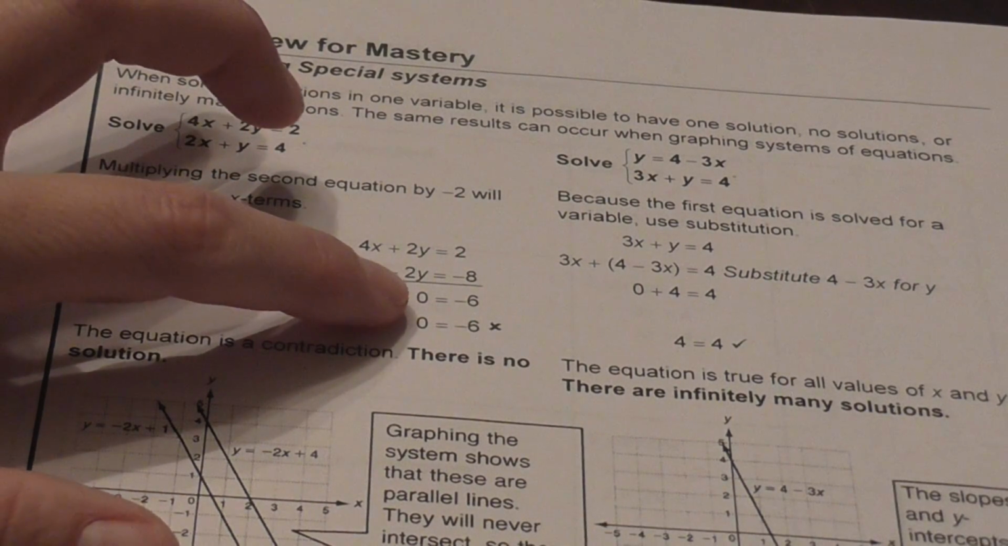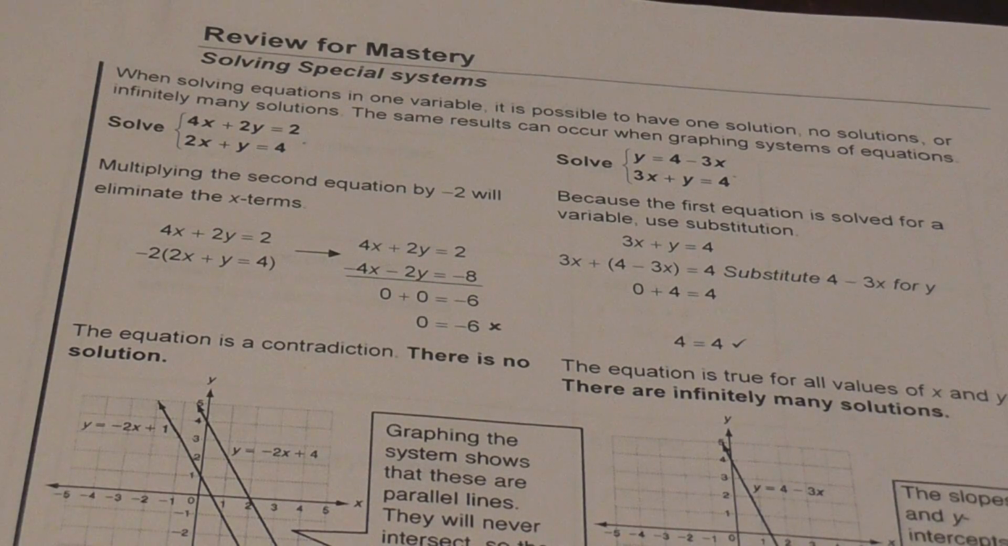So you end up with 0 plus 0 equals -6, and then you end up with 0 equals -6. Well, 0 doesn't equal -6. That doesn't make any sense. It's not possible. So there's no solution.